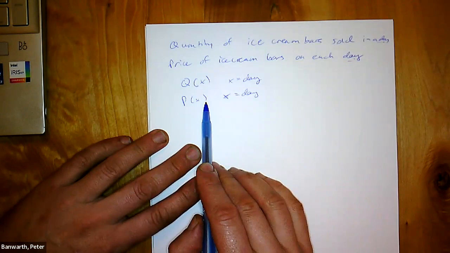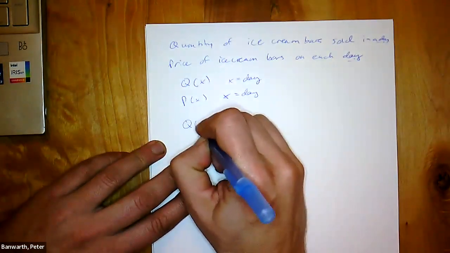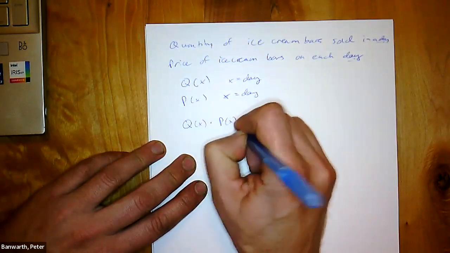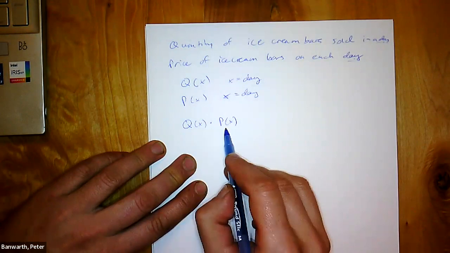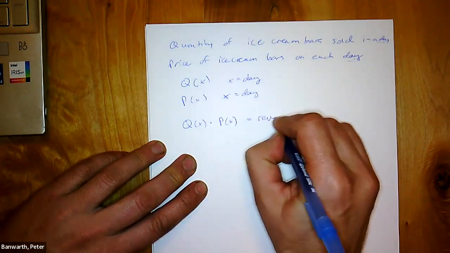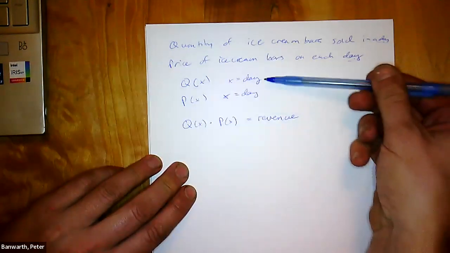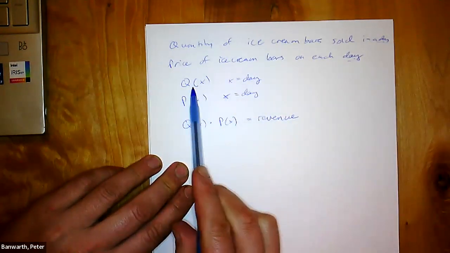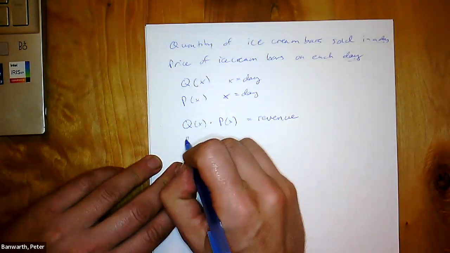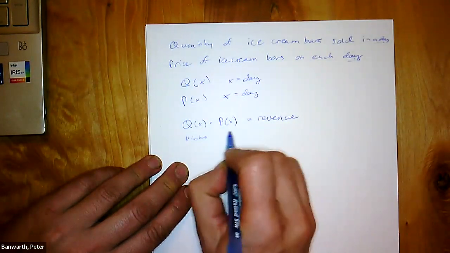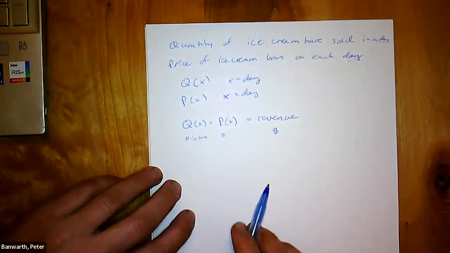Quantity plus price, that doesn't make any sense. But what might make sense is multiplying them together. Q of X times P of X. That's going to be how much money you're making. It's the quantity times the price. That's going to be the revenue. Right? So in this case, we still need the inputs to be the same. We don't actually need the outputs to have the same units. So if this is in number of ice cream bars, and this is in dollars, revenue here is in dollars. And that's fine.